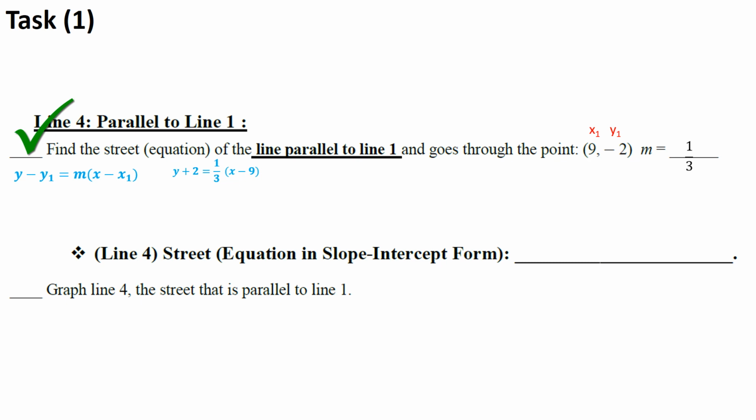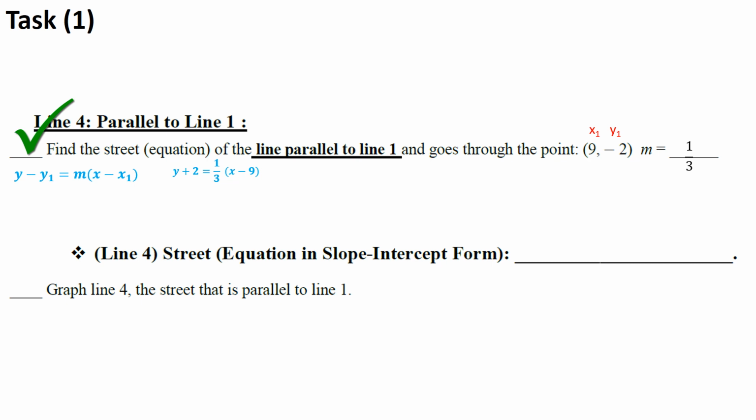And we simply got that because y minus y1, and y1 is -2, so that changes that to a positive. We keep the slope the same, that's 1/3, and then we say x minus x1, which is x1 is 9, so it'd be x minus 9 there.